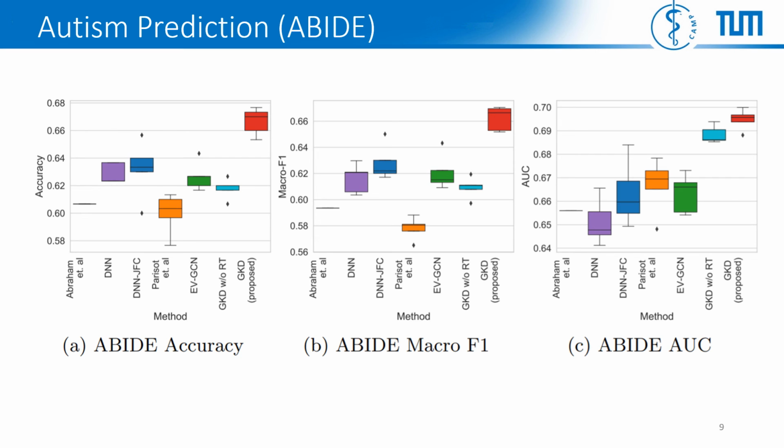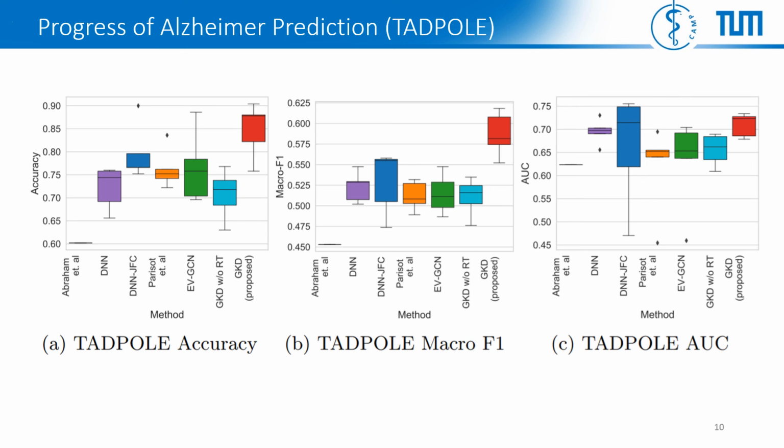This figure shows the performance of methods on the ABIDE dataset. GKD is shown in red. It should be noted that GKD without the modification in label propagation is also shown in cyan. In prediction of autism on the ABIDE dataset, GKD shows superior and more stable results than its competitors. Similar results are obtained for predicting the progress of Alzheimer's disease on the TADPOLE dataset. Especially, GKD has improvement in macro F1, which is an important measurement in our TADPOLE dataset with imbalanced classes.